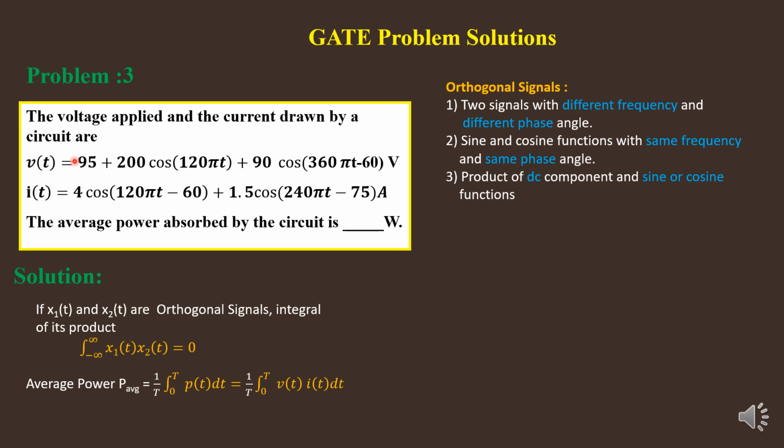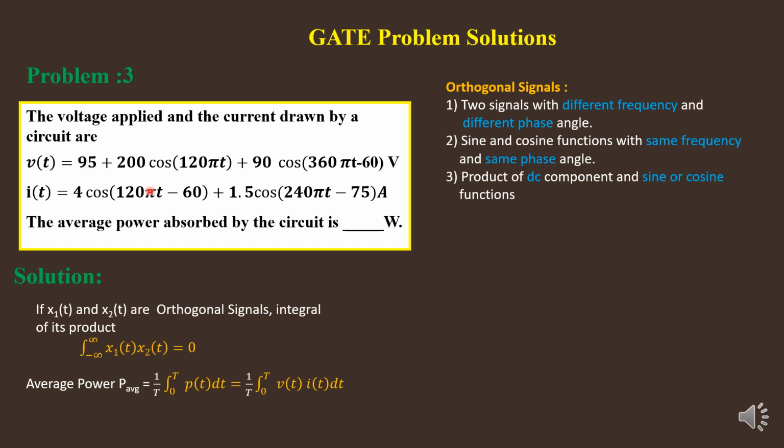So, listen clearly. When we multiply v(t) and i(t) to find the average power, the first term is 95 into 4 cos(120 pi t minus 60). 95 is the DC component, and the other term is a cosine function. So 95 into 4 cos(120 pi t minus 60 degree), the integration of that product will become 0. The first term applies for the third condition, so that term can be discarded.